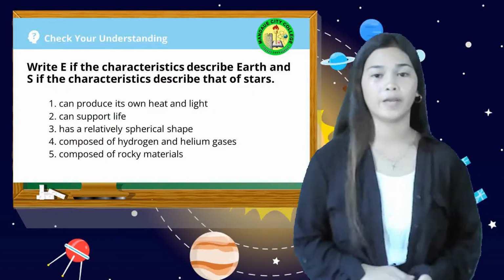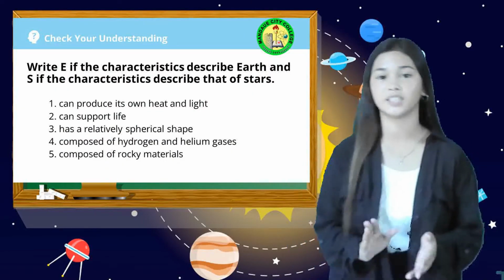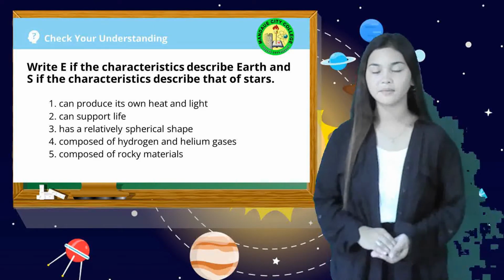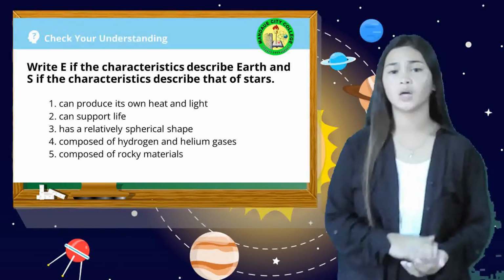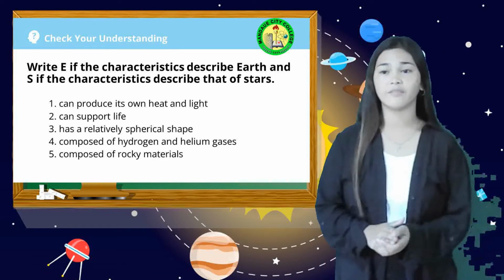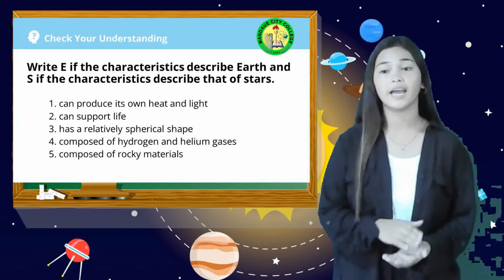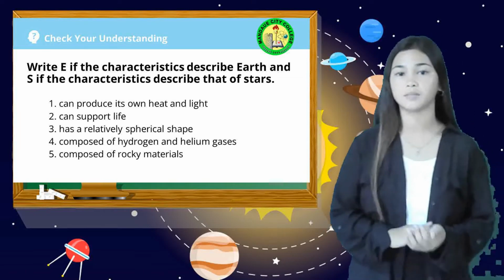So now let's have a quiz. Please get one half sheet of paper and answer the following question. Okay, well done. Please exchange your paper with your seatmate. So let's check your paper. Write E if the characteristic describes Earth and S if the characteristic describes star.